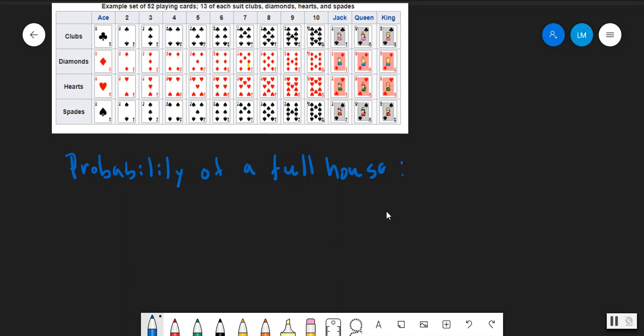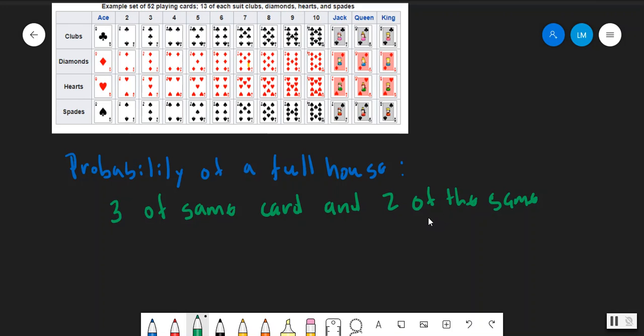Well, one thing that you would have to realize is that it's essentially that you have three of the same card and two of the same of another. Okay, so let's say that we want to find how we can do the probability of a full house. Well, the probability of a full house is as follows.